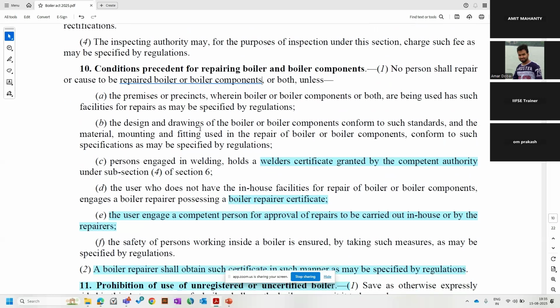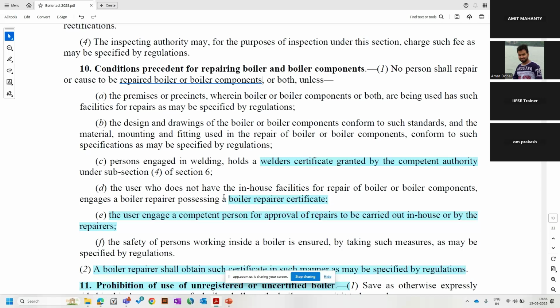And then the design and drawings of the boiler or boiler components conform to such standards, and the material, mounting, and fittings used in the repair of the boiler or boiler components conform to such specifications as may be specified by the regulations. So the boiler and its components have to meet the specified standards, and the repair has to be done as specified by the regulations. It means as per the requirements.